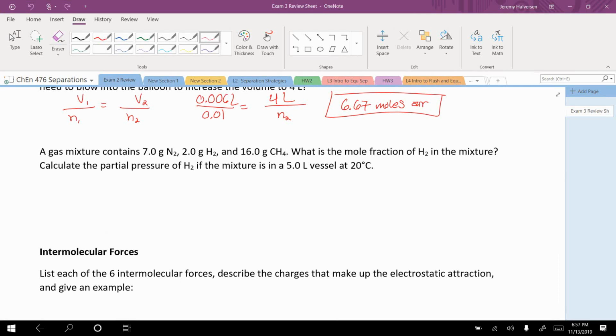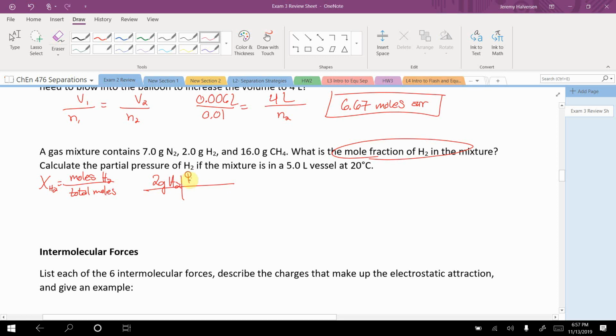All right, so I'm trying to find the mole fraction of H2. What is mole fraction? Yep. Moles of H2 over total moles. So I need to know those two things to find the mole fraction. How do I find my moles of H2? Yeah, so I've got 2 grams H2 and 1 mole of H2 is 2 grams. Wow. So I have 1 mole of H2, yeah? Yell at me if I do something wrong. 16 grams of CH4. What's the mass of CH4? 16 grams.